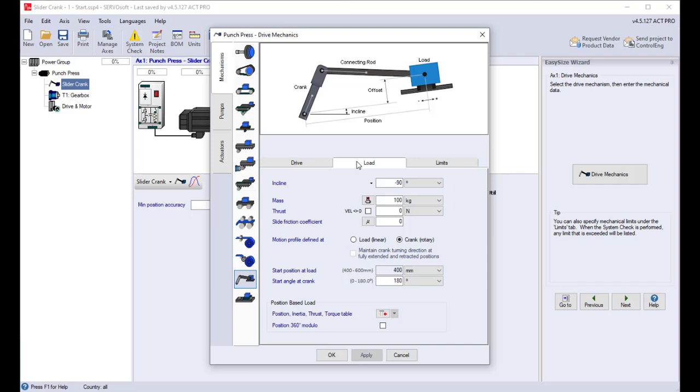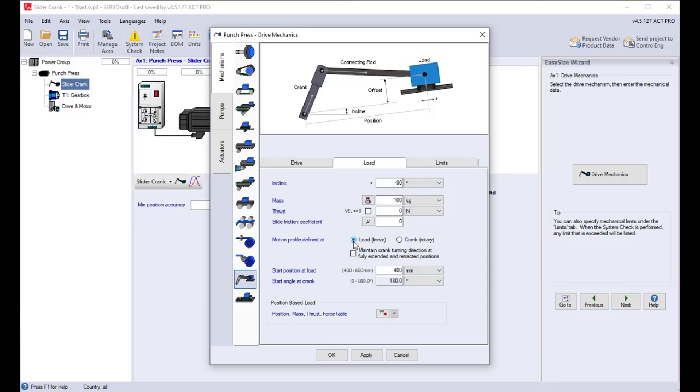Now the load parameters are shown, where we have a load mass of 100 kilograms. Here we can select where the motion profile is defined and its start position. The motion profile can be specified at the crank as a rotary profile and the start position as an angle. Or, the motion profile can be defined at the load as a linear profile, and the start position is a linear position within the valid range for the mechanism. When defining the profile at the load, the Maintain Crank Turning Direction option is also enabled.